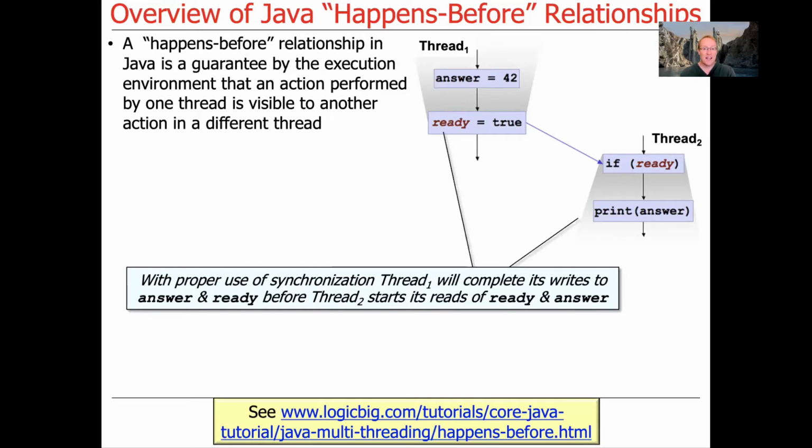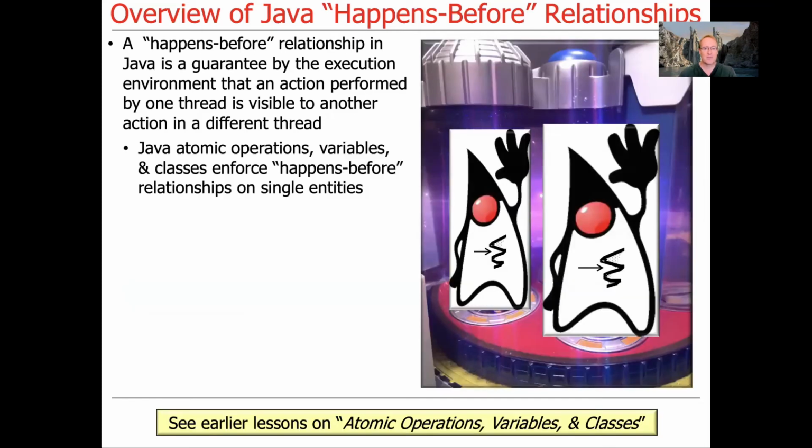If you don't use synchronization properly, then it might be the case that ready would be set to true, but answer might not be set to 42. And that's because, of course, you can have out of order execution taking place under the hood in the Java model without use of synchronization.